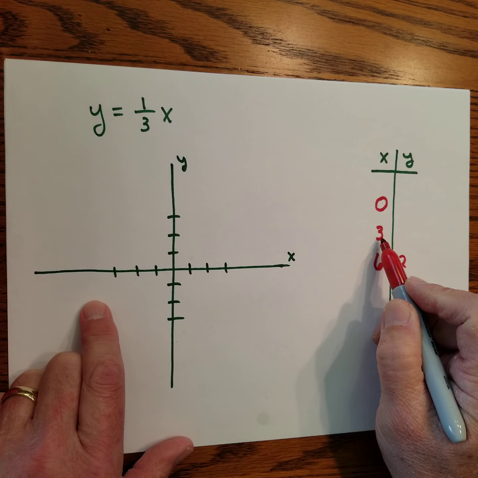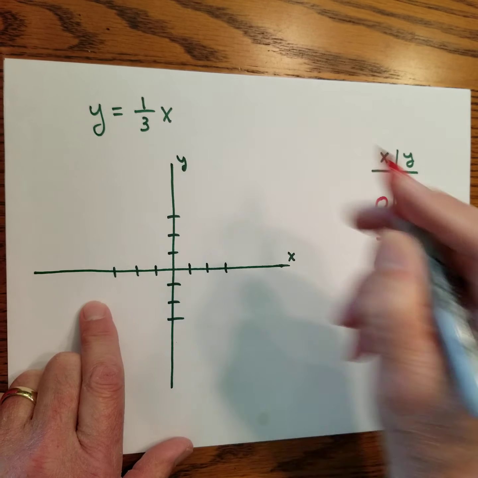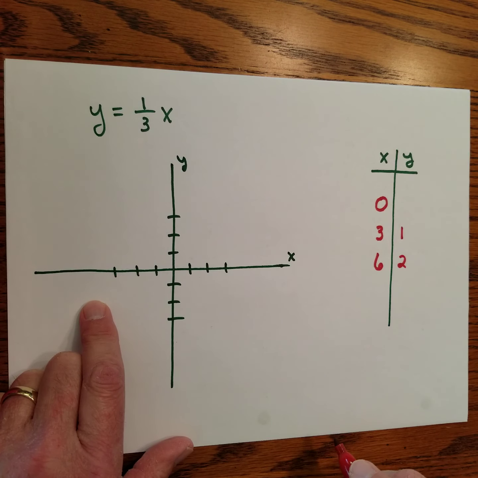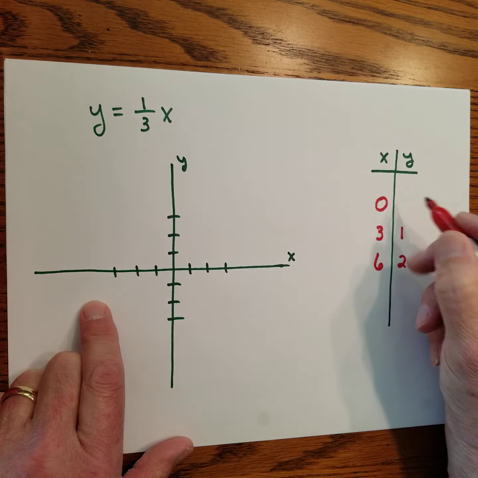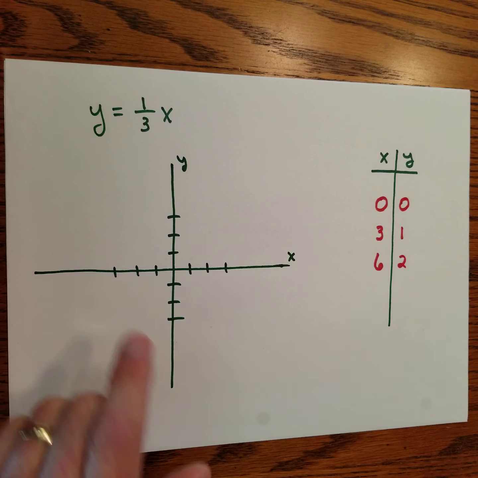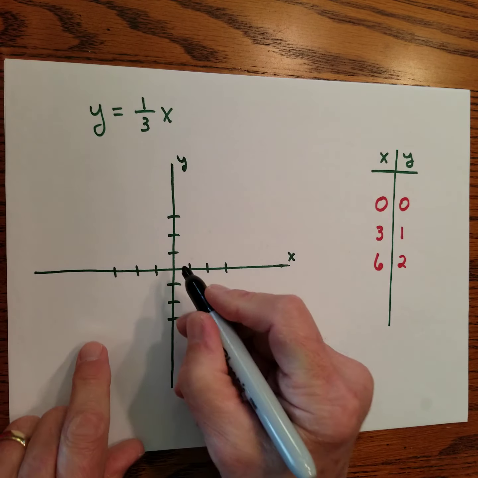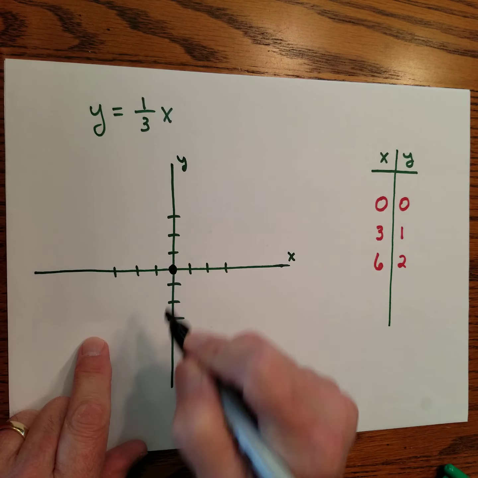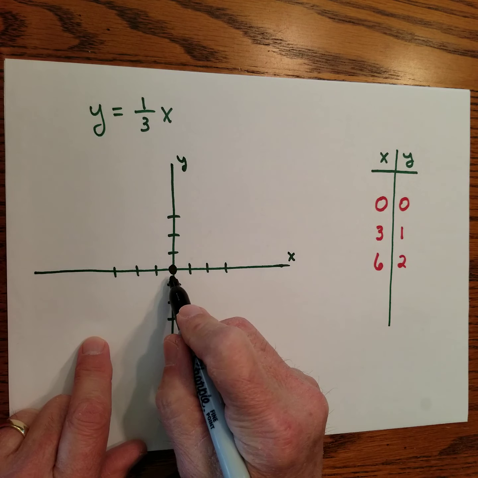Now plug in the 3. When I plug in the 3, 3 divided by 3 is 1. Plug in 0. 0 divided by anything is 0. Let's plot those 3 points. 0, 0 is the origin. We'll put that right here. When x is 3, y is 1.